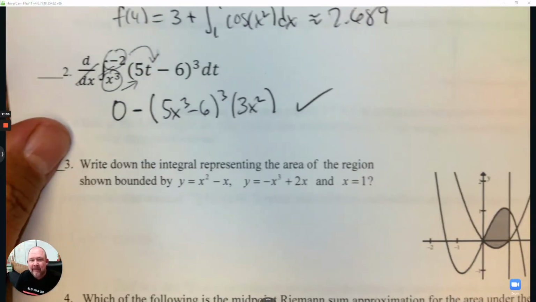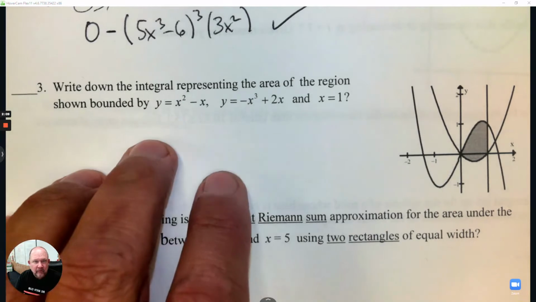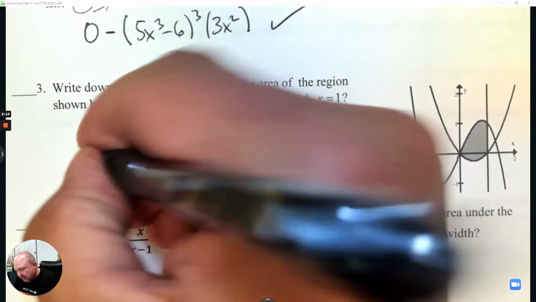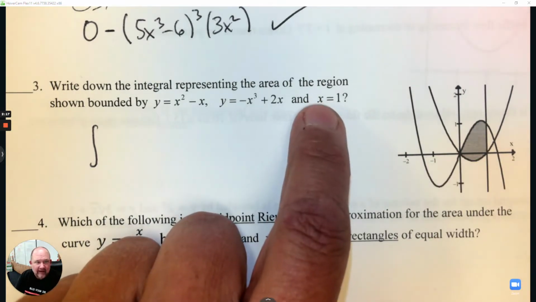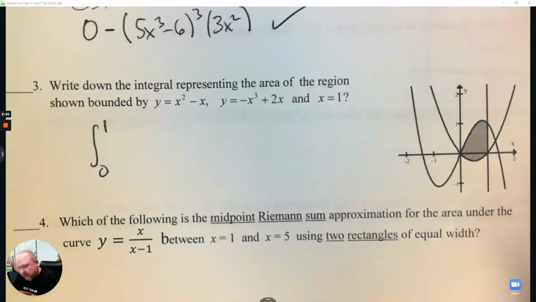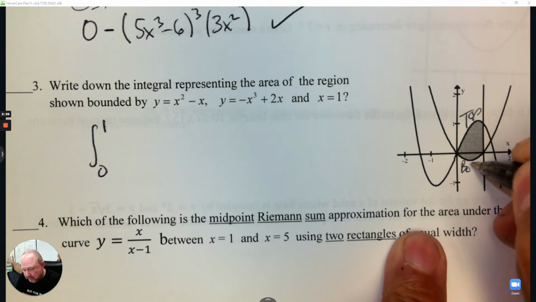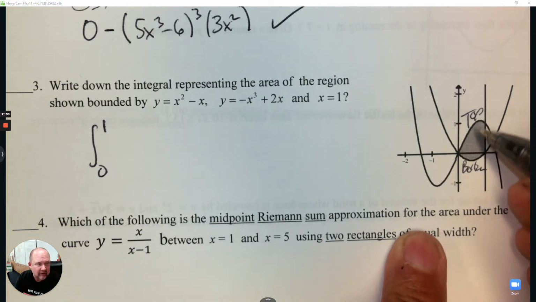All right, write down the integral representing the area here, but don't do anything else, right? So this is an integration question. So the first thing I integrate is from 0 to, and it says it's x equals 1 is that line. So it's a 0 to 1. And to find the area, I need to know the top, subtract the bottom. So which one is the top curve? So if I look, that's the cubic one, right?